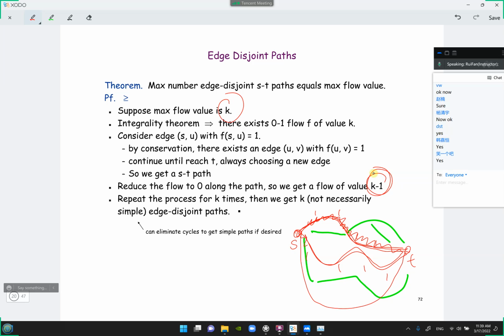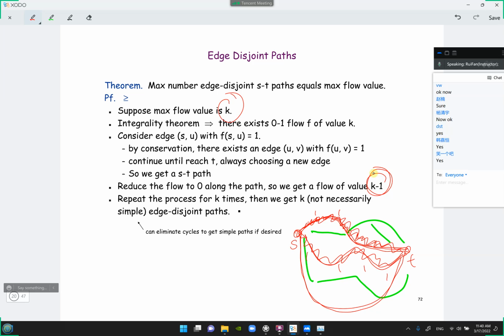Okay, so after you take out this path, now your flow has size 1. And again, you can find another path from S to T, okay? Now the point is that each of these paths you find is edge disjoint, because each time you find a path, you just take out all the edges. So every new path is disjoint from all the previous paths.